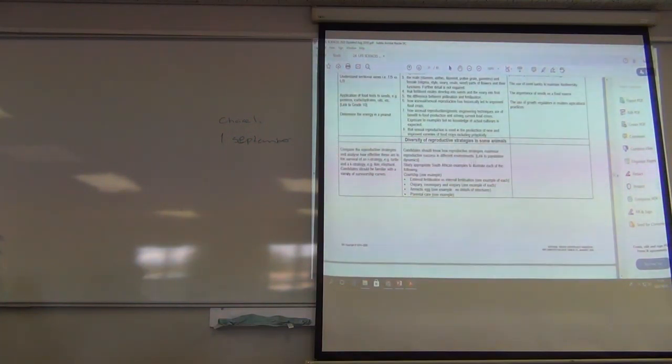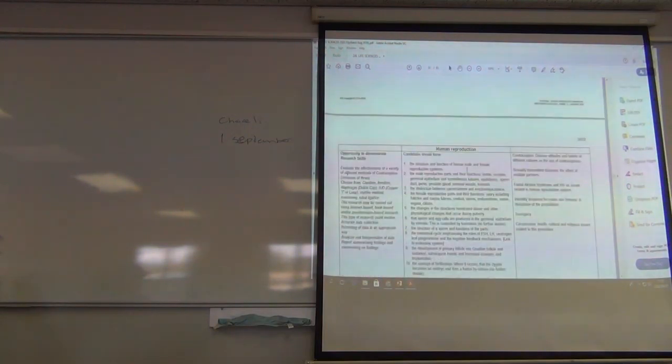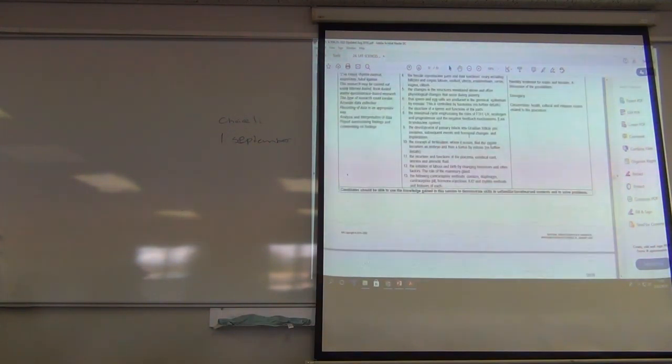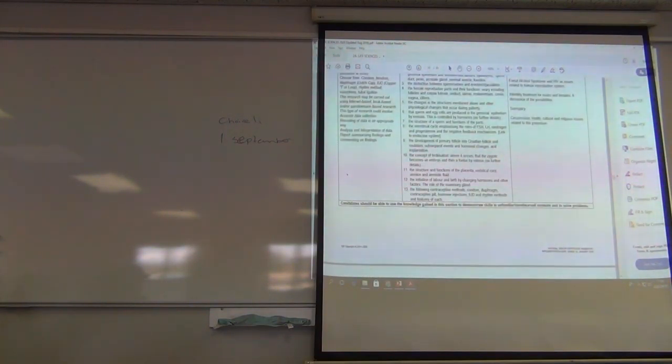And I want to cover all of this year. I want to cover population ecology and these two sections. But we might not get as far as the reproduction in flowering plants. Then, also in that same section, human reproduction. Alright, so that's section two. Section three is life at the molecular, cellular, and tissue level.